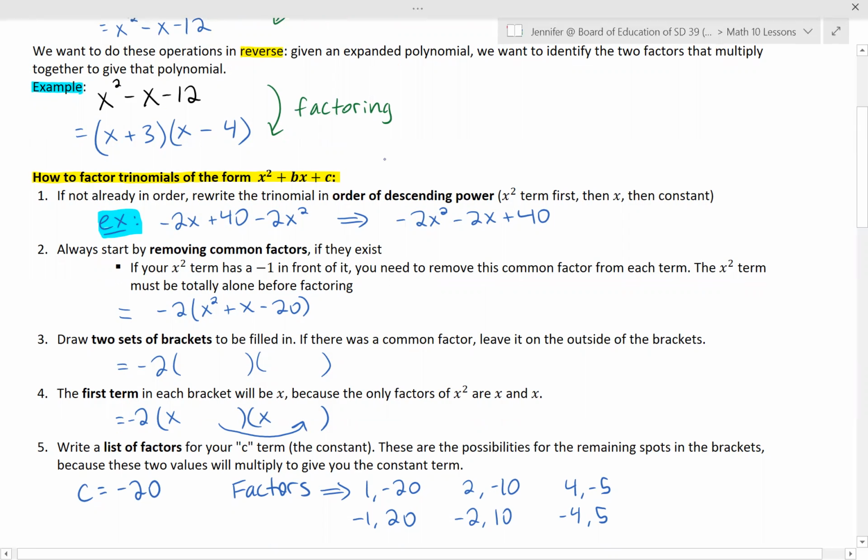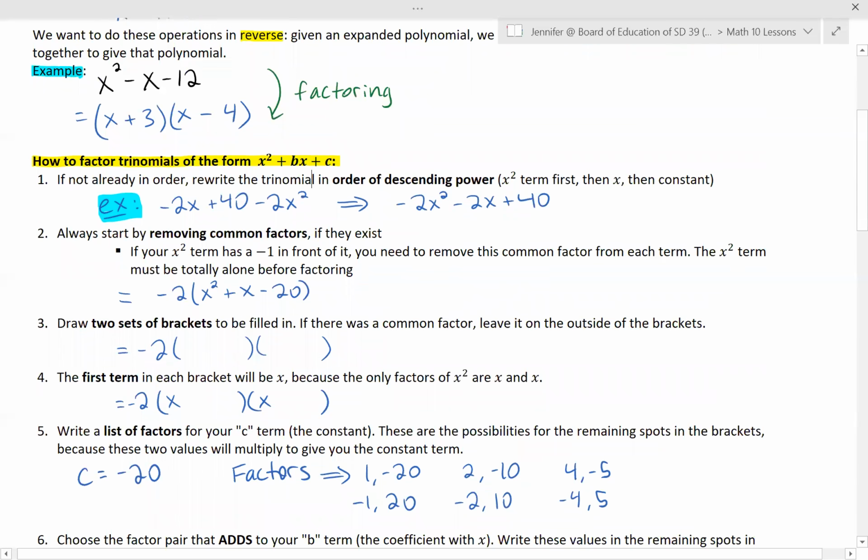So in this example, our constant is -20. And so we list out all the factors, making sure to have the ones with the correct signs. If it's -20, one of the values has to be positive, one has to be negative. So we've got 6 possible sets of factors.